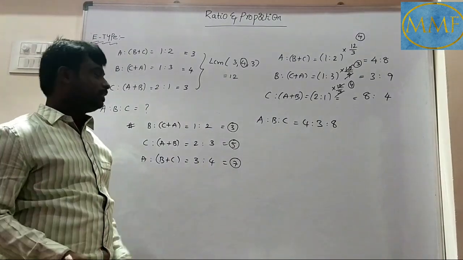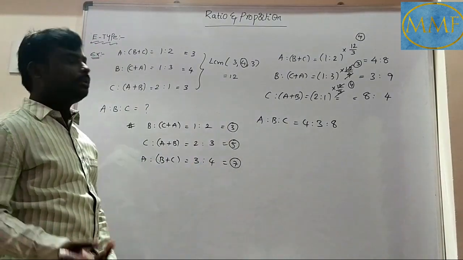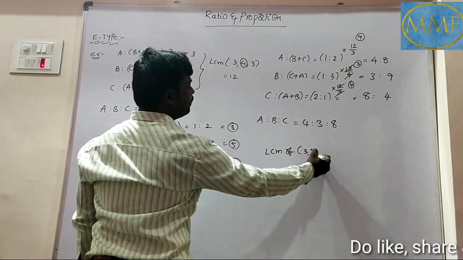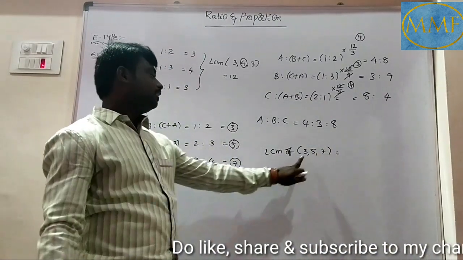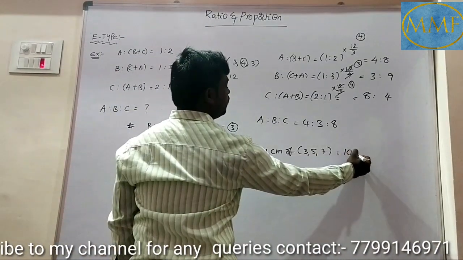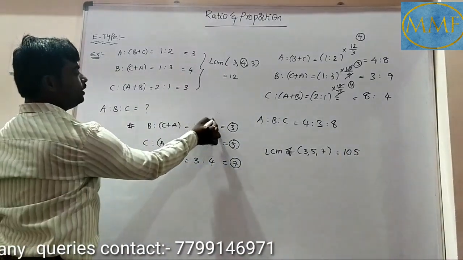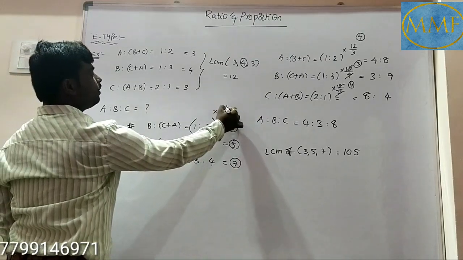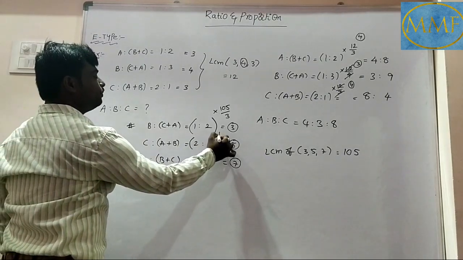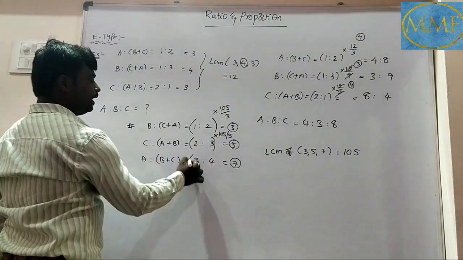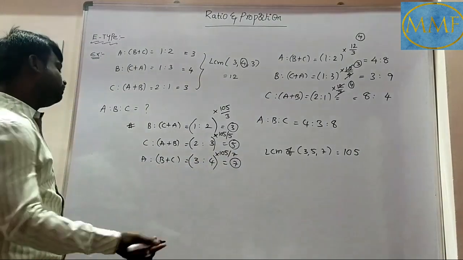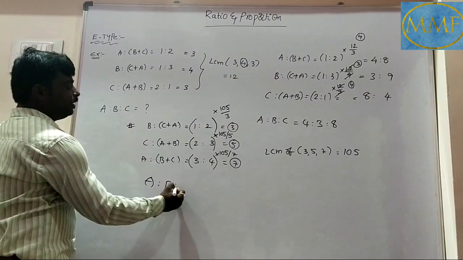Now what is the LCM of these numbers? We'll get somewhat of a biggest number. Why? All these are prime numbers. Prime numbers means simply multiply. LCM of 3, 5, 7. How much here? 3 into 5, 15. 15 into 7, 105. Then next what we'll do? Multiply this ratio with 105 by sum 3. Then next multiply this with 105 by 5. Then next multiply this with 105 by 7. Then we get directly the answers, A is to B is to C.